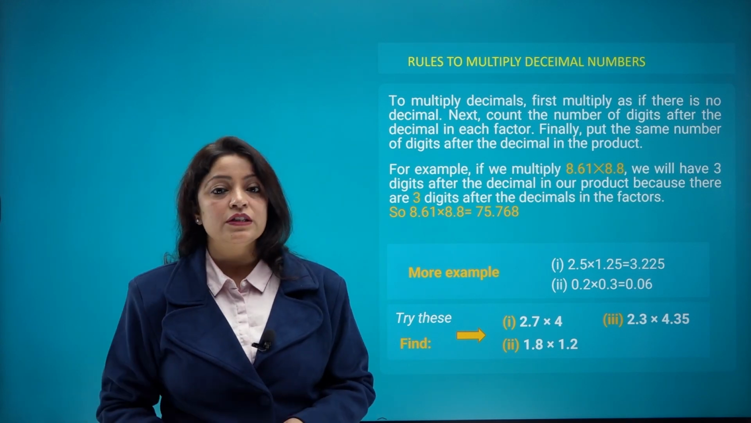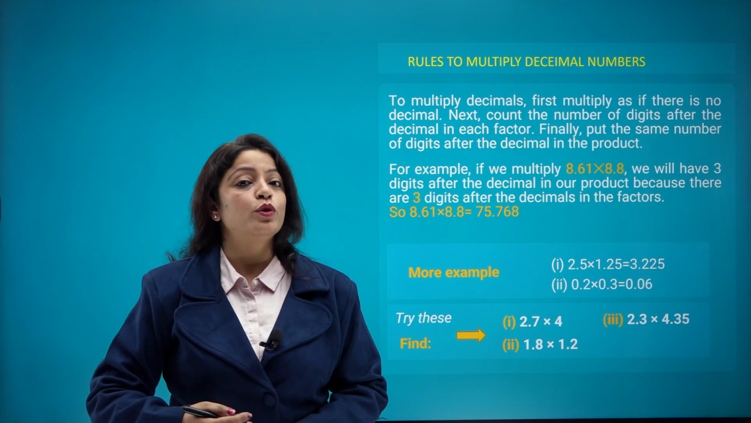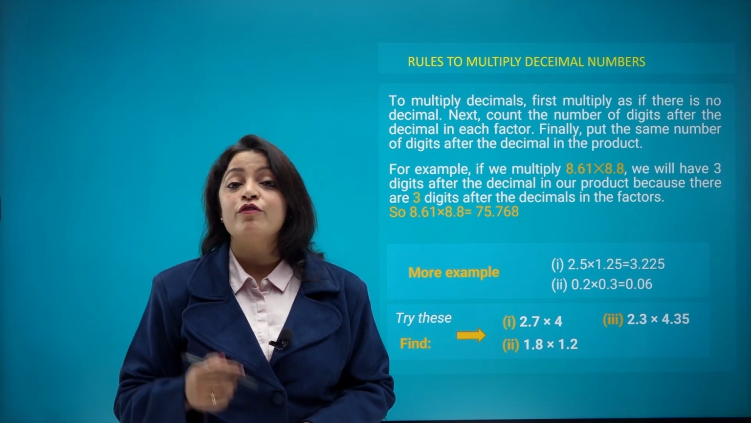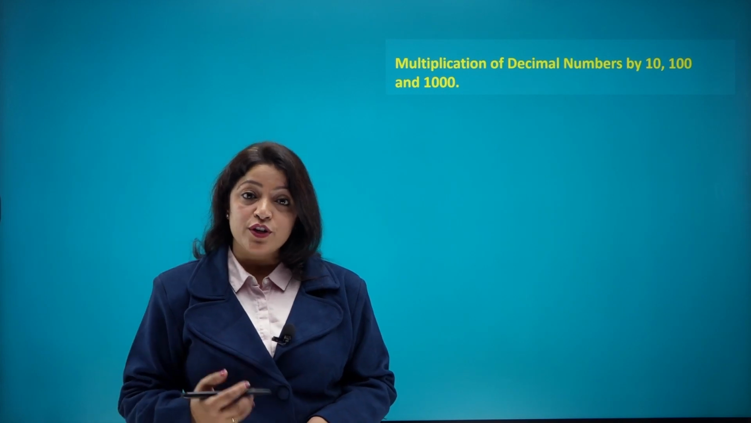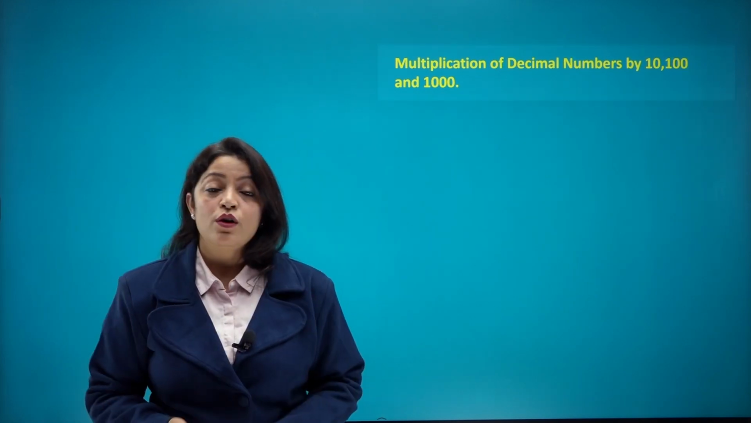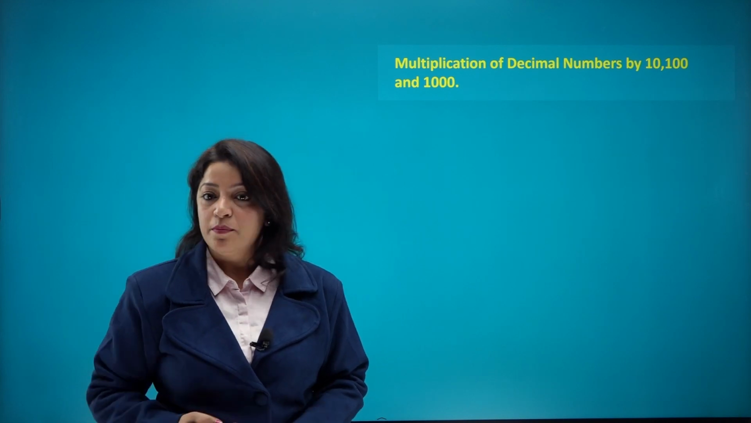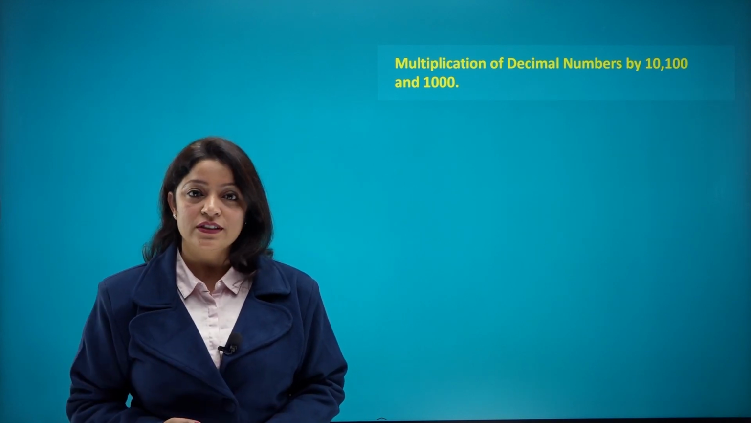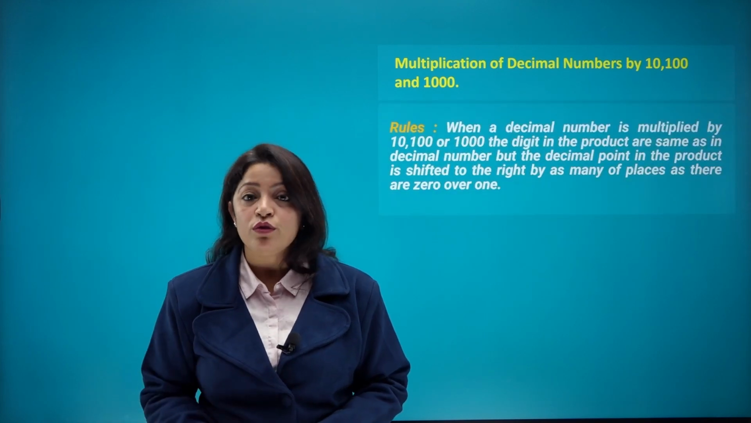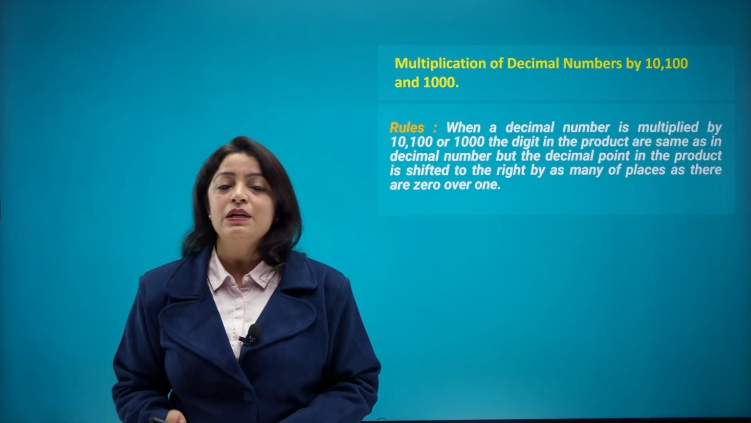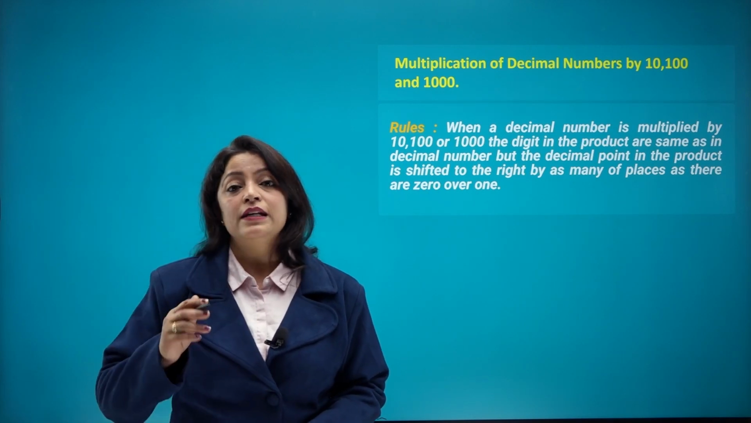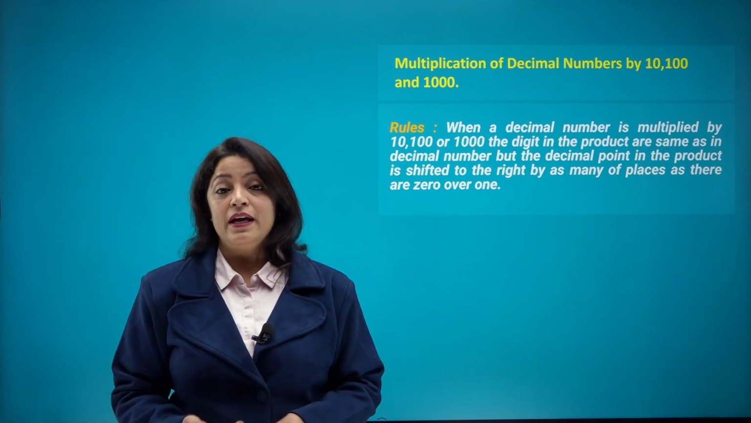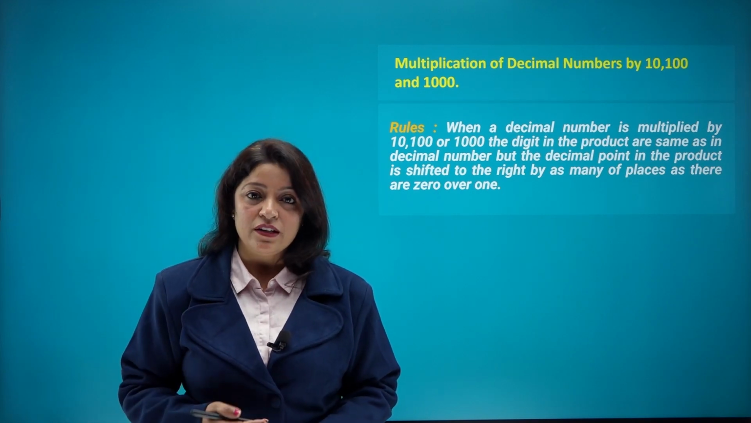So here we have learned how to multiply the decimal numbers if both the numbers are decimal. But what if one number is given in decimal and you have to multiply it by 10, 100 or 1000? So in this case, we also have certain rules to follow, and it's a very simple one. When a decimal number is multiplied by any number, what we do? Just we find the product as it is without the decimal, right? If you multiply any number by 10, you simply put a 0 after that, right?